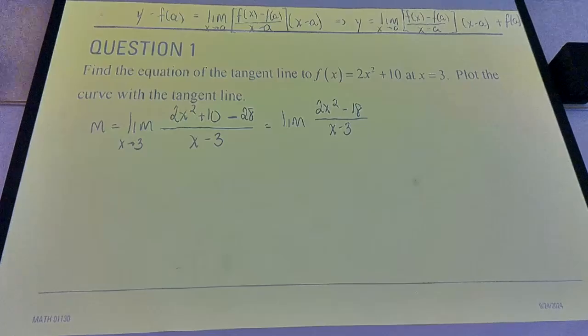Try substitution. What do you get? 0 over 0. Which, if you actually look at the definition, you're always going to get 0 over 0. Right, it's f of a minus f of a over a minus a, which is 0 over 0. So you're always going to have to do algebra. Factor the numerator. How's it factor?